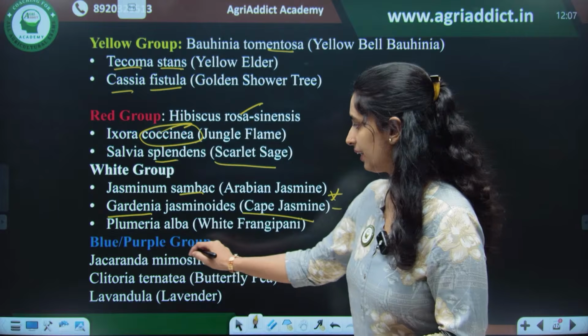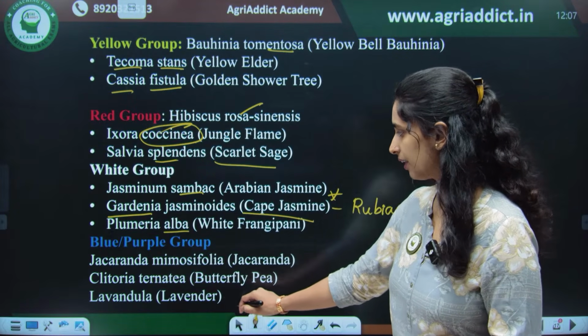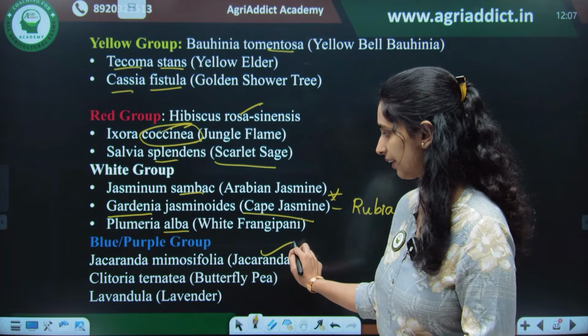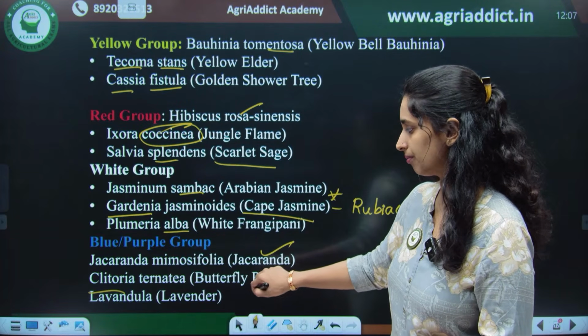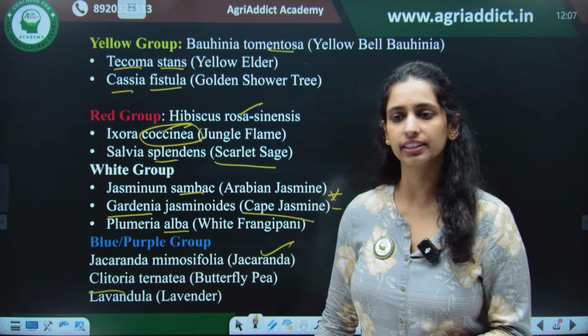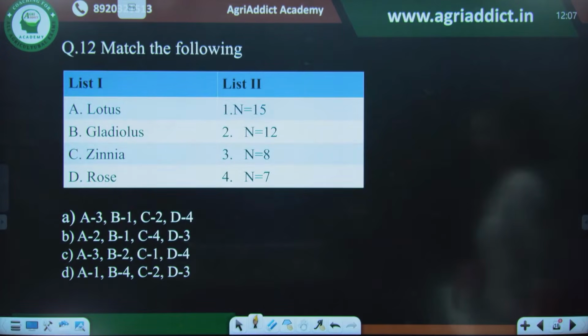And Plumeria alba, alba I told. And blue purple: Jacaranda mimosifolia, it is a tree. Clitoria ternatea, which is a butterfly pea creeper. And Lavandula, lavender is having the blue color. Okay, so this is important.